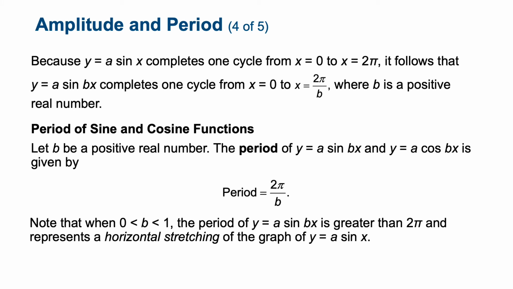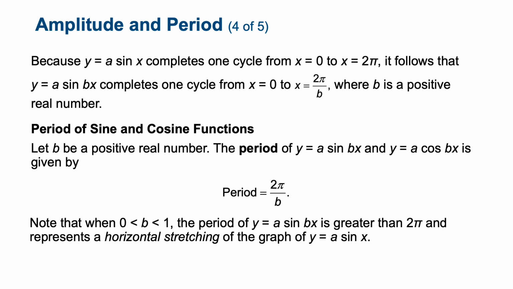Okay, so since y equals a sine of x completes one cycle from 0 to 2 pi, it follows that y equals a sine of bx completes one cycle from x equals 0 to 2 pi over b, where b is a positive real number. So this number in front of the x that's still part of the input of sine affects the period. What that means is, what's the period? That means how long it takes for the curve to begin and then go back to its starting point on the y, right?